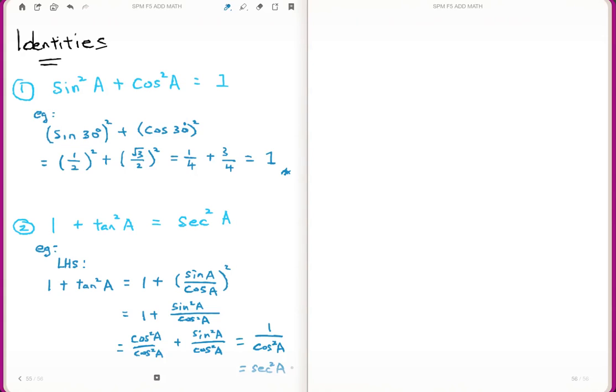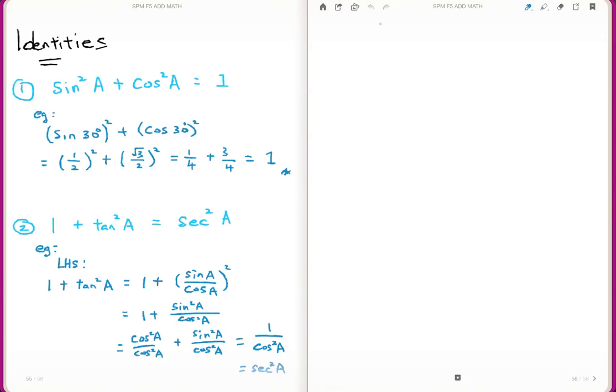That's why I separate this chapter into two videos. The reason is you need to be familiarized with tangent. Tangent is sine over cos. And then here, the first identity is sine squared plus cos squared is 1, a good one. Then I can use it here, and eventually I prove these identities.